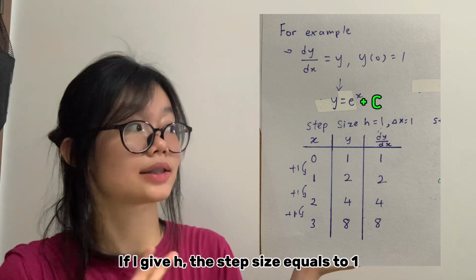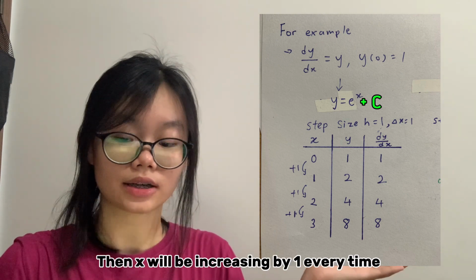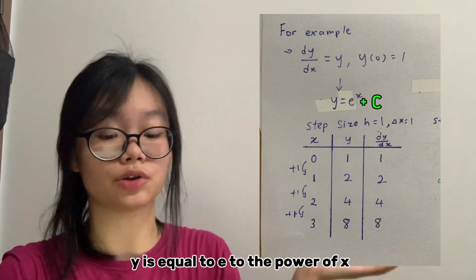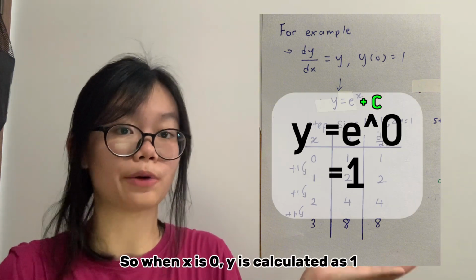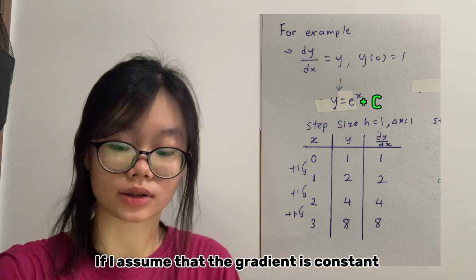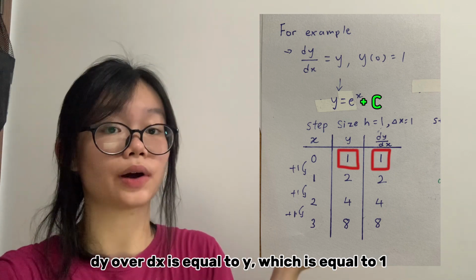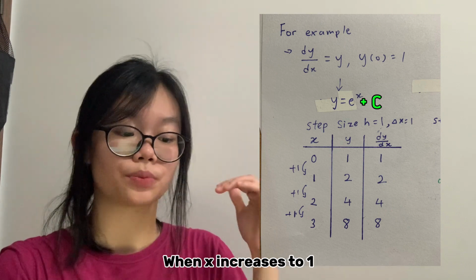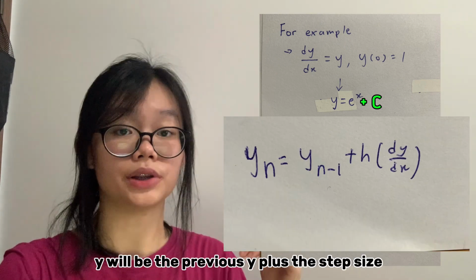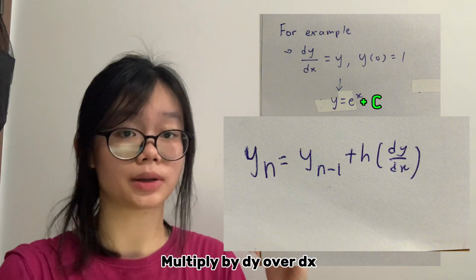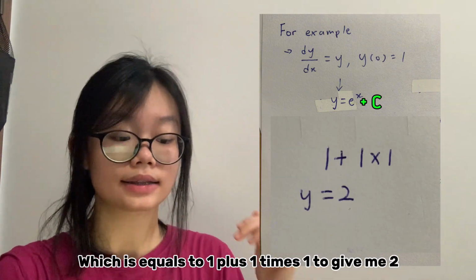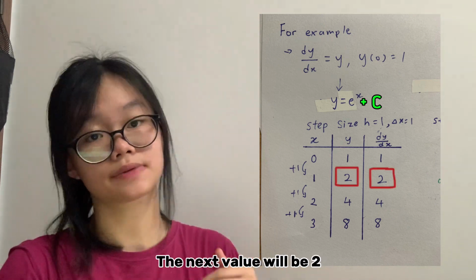If I give the step size h equal to 1, x will increase by 1 each time I substitute in the table. And y = e^x, so when x = 0, y will be equal to 1. If I assume that the gradient is constant, dy/dx = y, so dy/dx will be equal to 1. For subsequent steps, I can apply Euler's method, so when x increases to 1, y will be the previous y plus h multiplied by dy/dx, which is 1 + 1 × 1, giving me 2. And since dy/dx = y, the next value will be equal to 2.